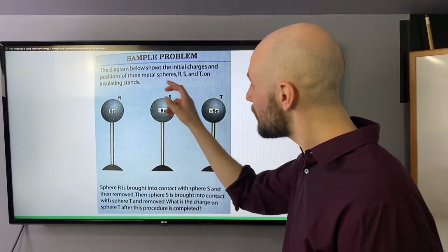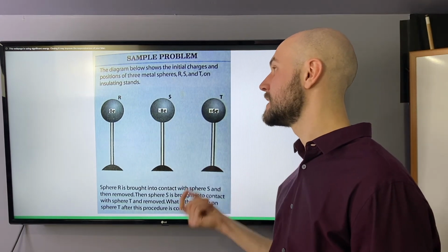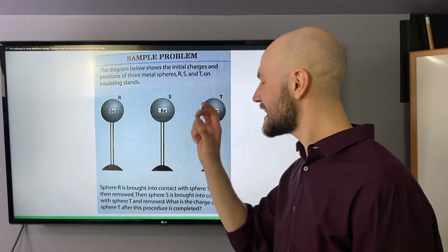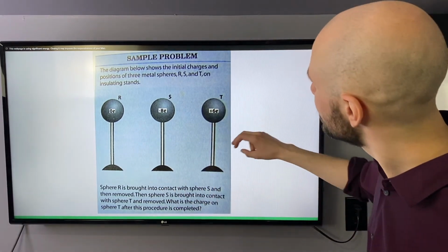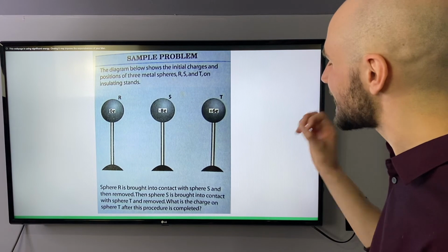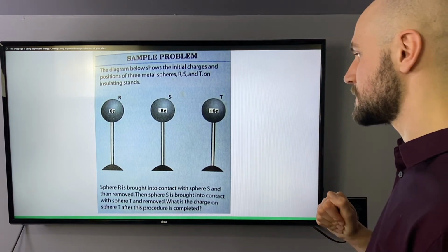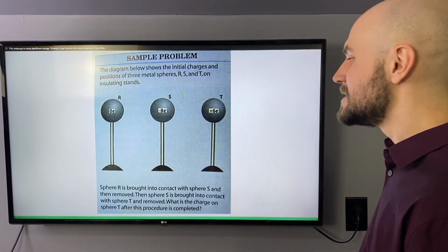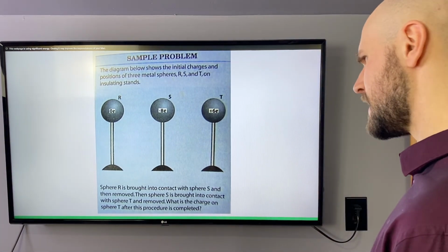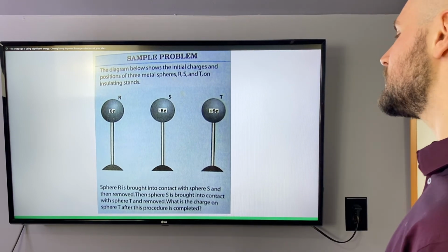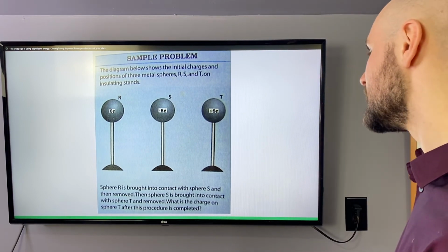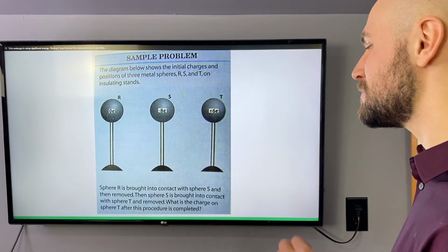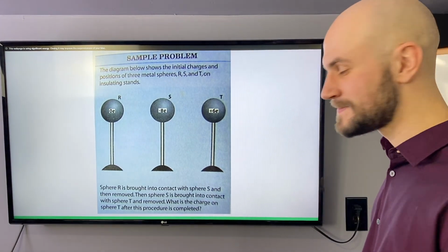There's no other way for this sphere to be charged by negative 8e. There's exactly 8 extra electrons on that sphere. This one is plus 6e, so it's exactly missing 6 electrons. Okay. So then going through here, sphere R is brought into contact with sphere S and then removed. And then sphere S is brought into contact with sphere T and removed. What is the charge on sphere T after this procedure is completed?